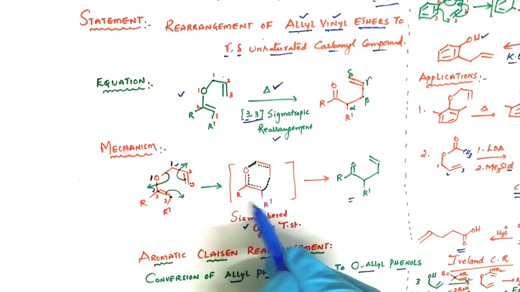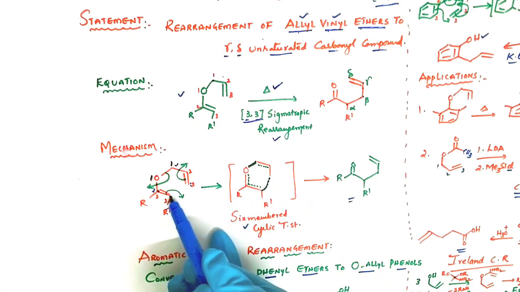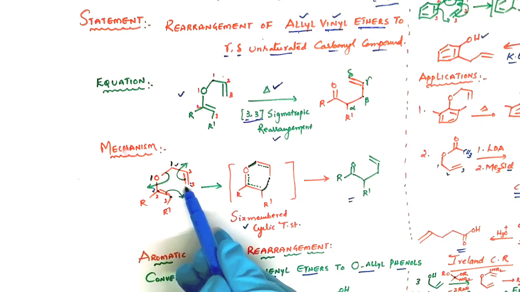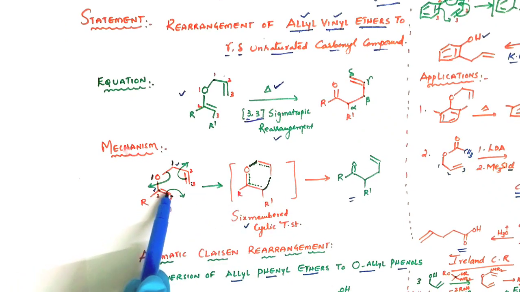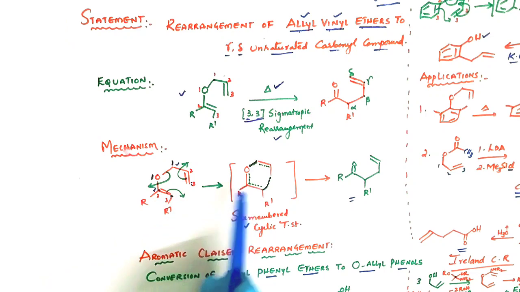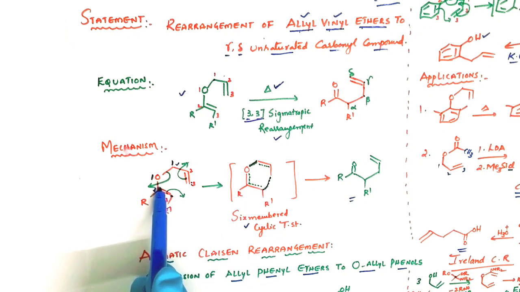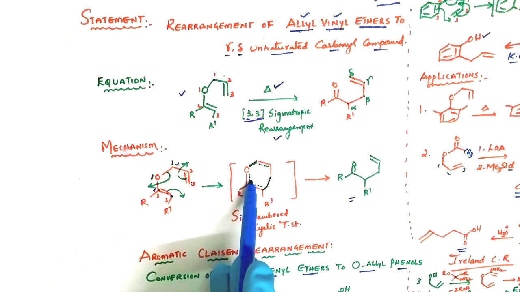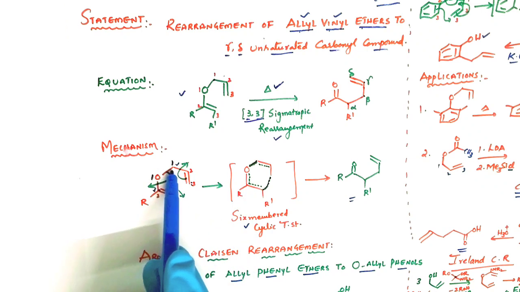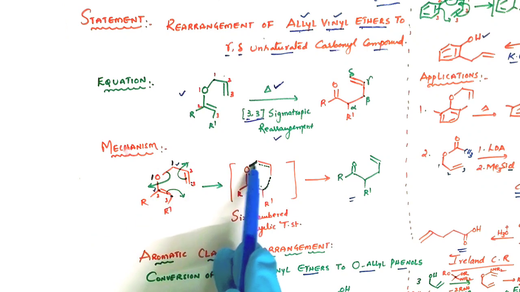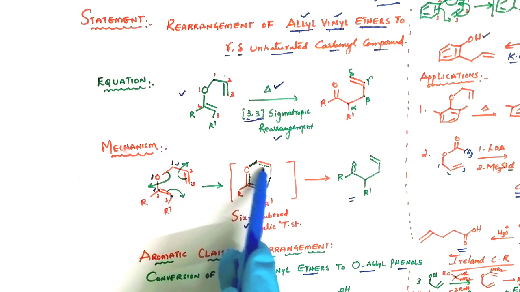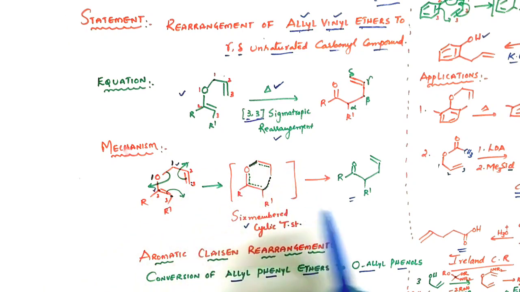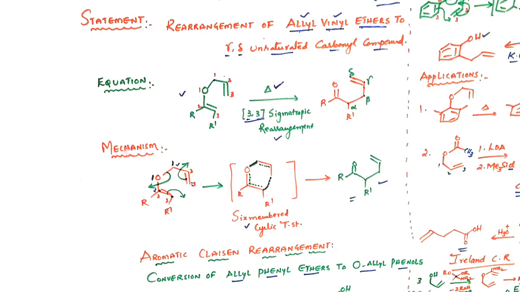That's why we are representing the cyclic transition state. The new bond is formed between 3 and 3, that's why dotted lines. The pi bond is cleaving, that's why dotted lines. Here pi bond formation takes place, that's why dotted lines. The single bond is cleaving, that's why dotted lines. Here we are generating the pi bond, that's why dotted lines. Once this is subjected to decomposition, we will come up with the corresponding gamma delta unsaturated carbonyl compound.